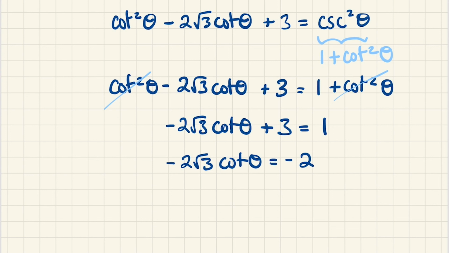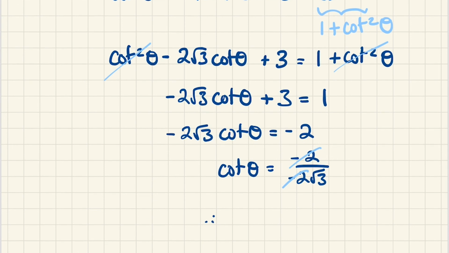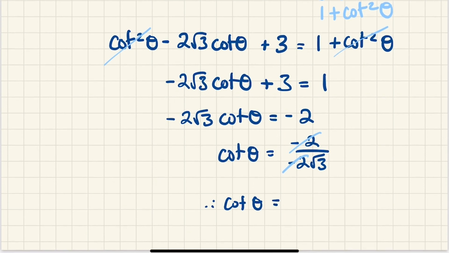And now we'll divide both sides by the coefficient of cotangent theta, which is -2 rad 3. So the -2's cancel, and what we get is cotangent of theta is positive 1 over rad 3, or rad 3 over 3. Hey, that's a thing we know how to deal with. In fact, if you prefer, you can write this as tangent of theta is equal to simply rad 3.